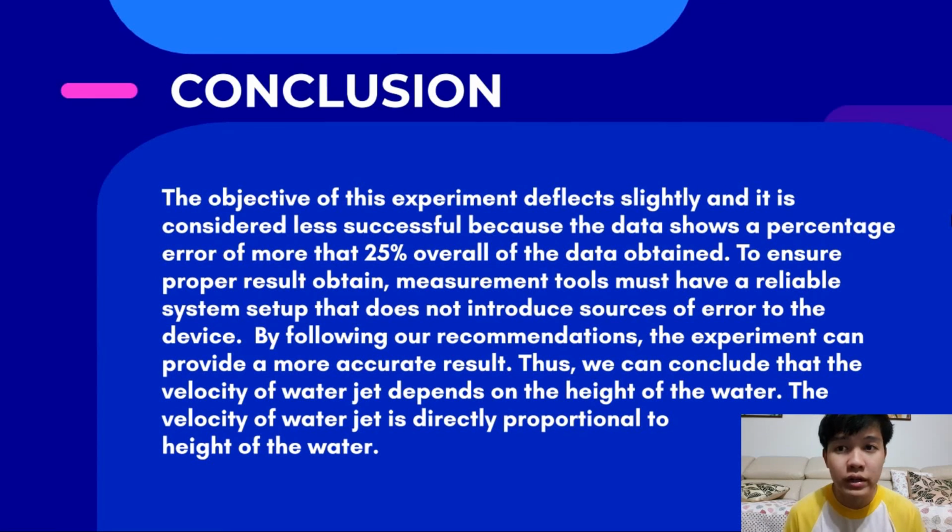Thus, we can conclude that the velocity of the water jet depends on the height of the water. The velocity of the water jet is directly proportional to the height of the water.